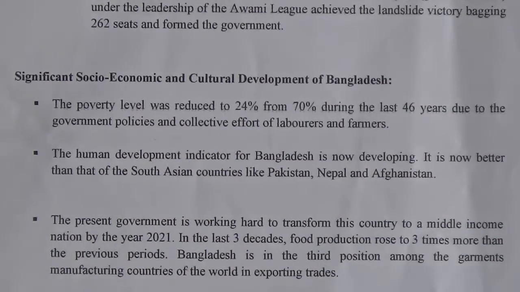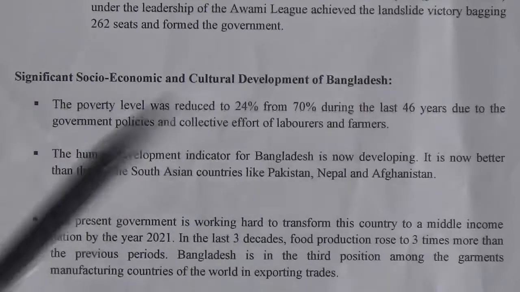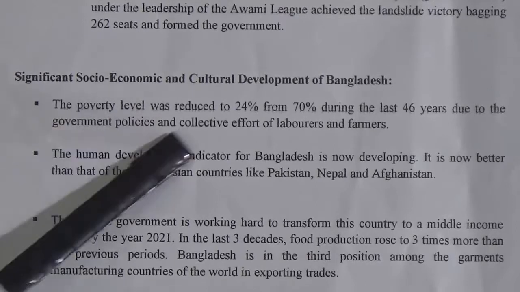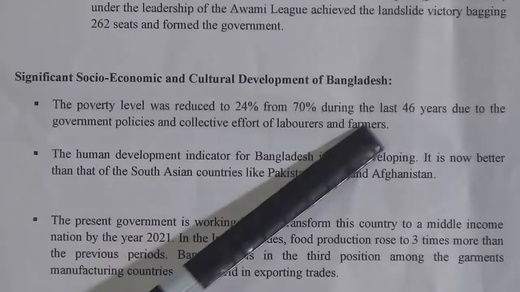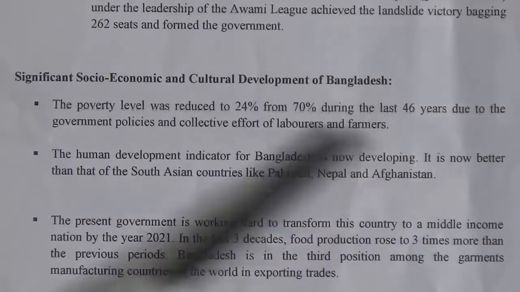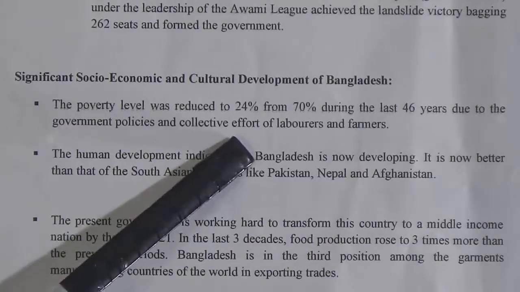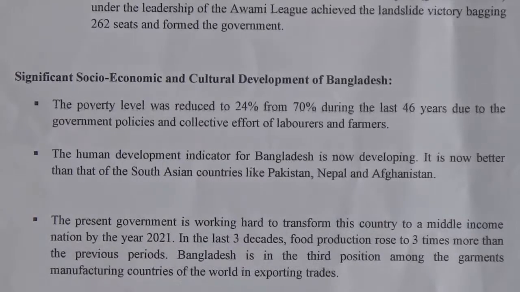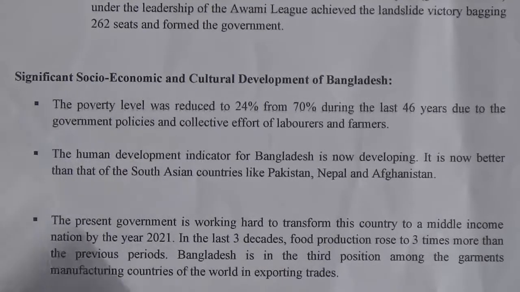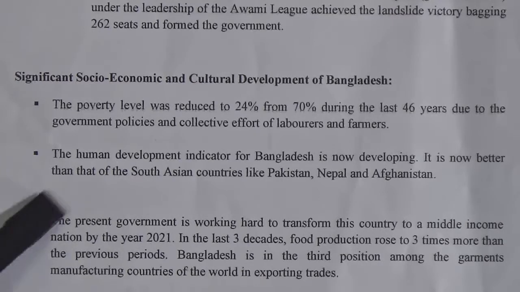Okay, see this point, I have written some important points here that portrays the development of Bangladesh. The poverty level was reduced to 24% from 70% during the last 56 years due to the government policies and collective effort of laborers and farmers. Okay, so the poverty has really reduced after trying for so many years and the collective effort of all masses.